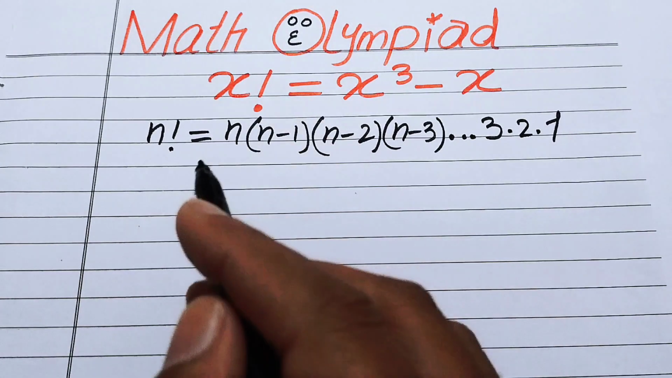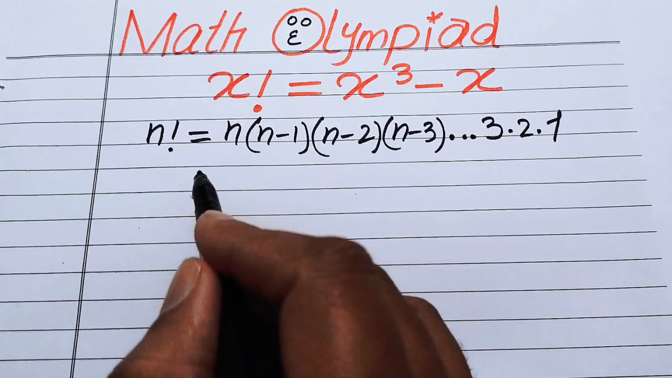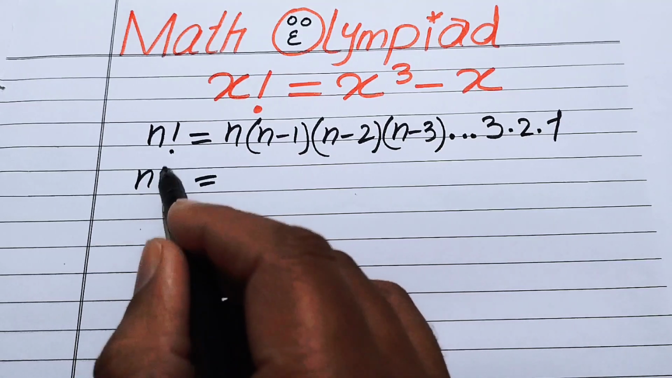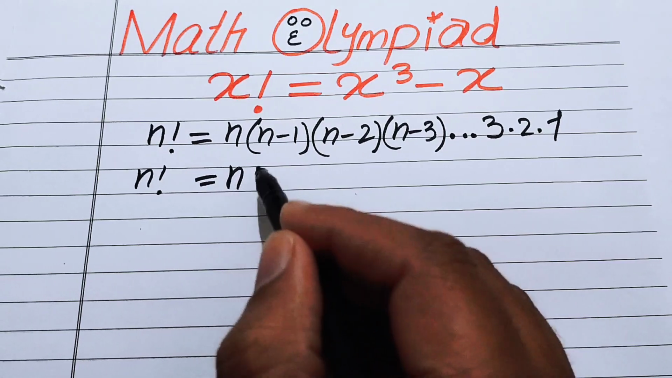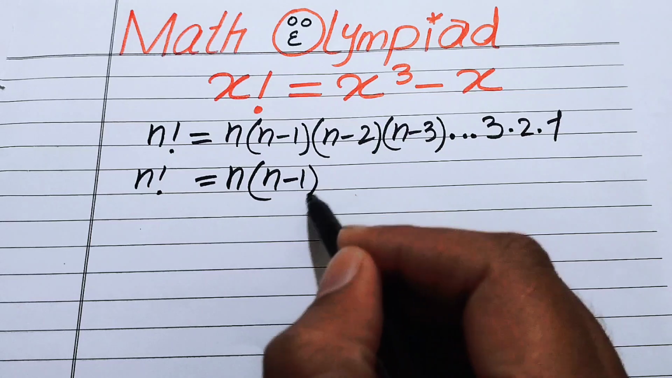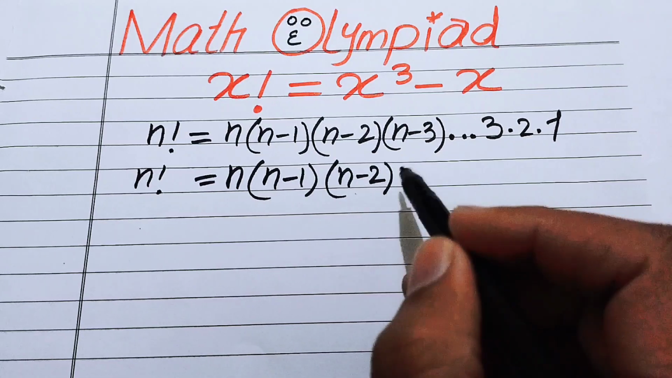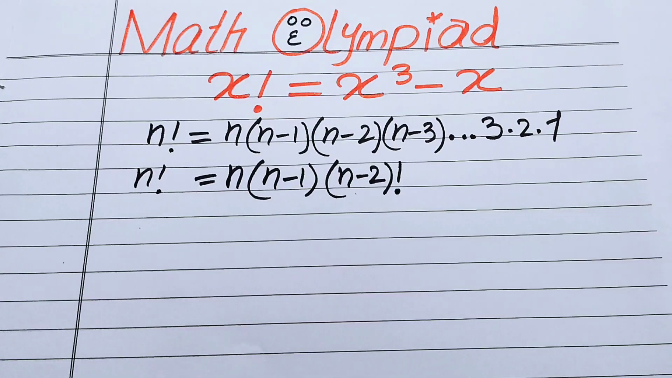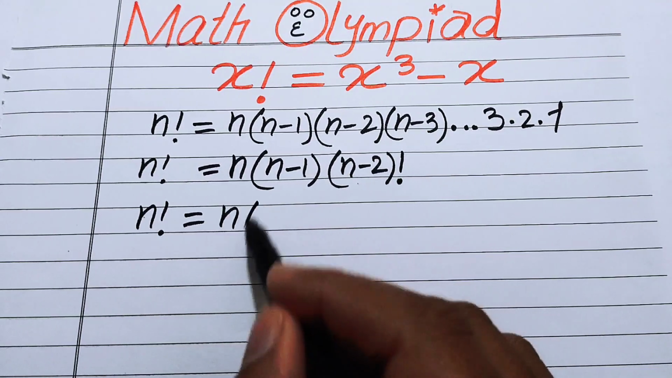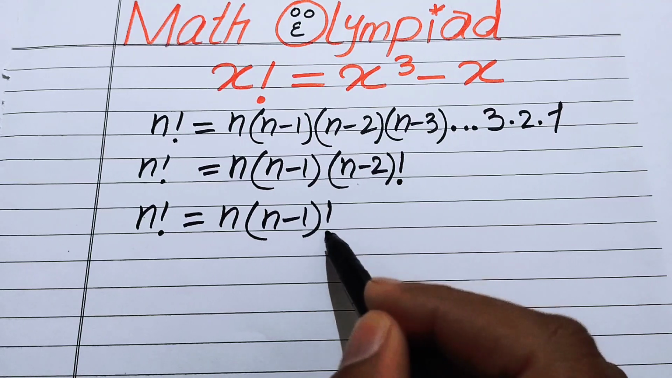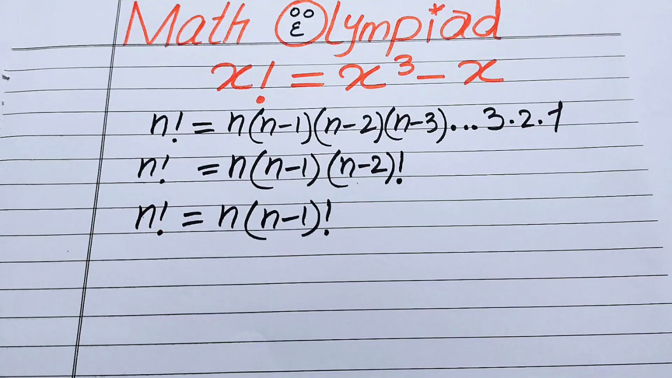Similarly, if I break this process at any step, then you write the factorial sign. It means if I open this factorial up to 3 terms, then this is the first term, n minus 1 is the second term, n minus 2 is the third term. If I break this process here, then you just write the factorial sign. Similarly, when you open this factorial up to 2 terms, then you get n times n minus 1 factorial. I think you remember this concept, and now we will move toward the solution of this problem.